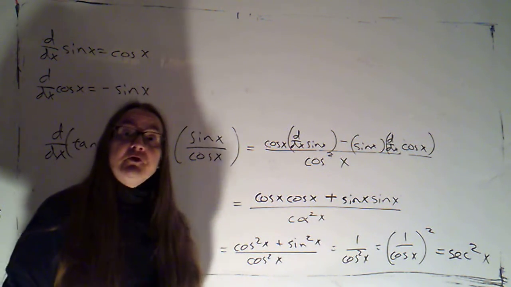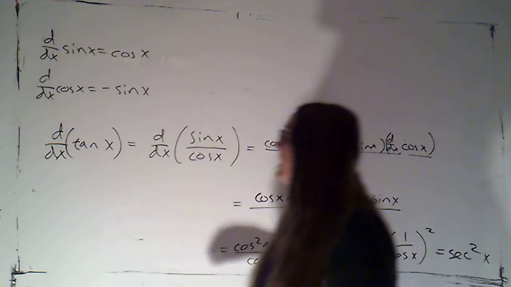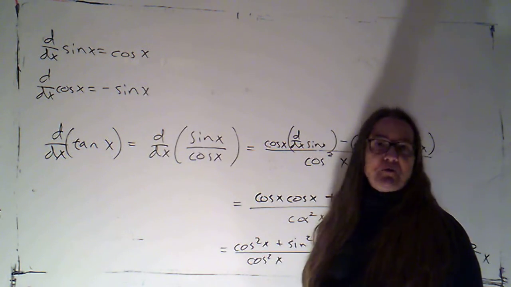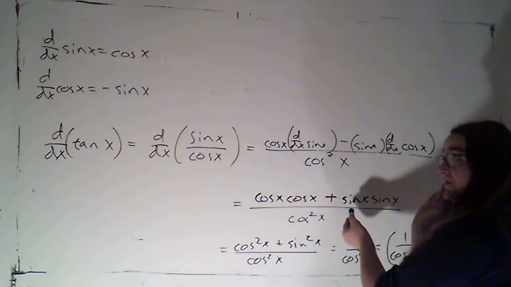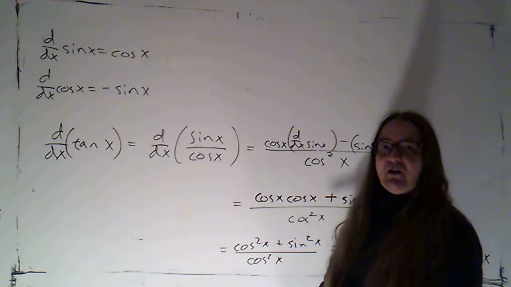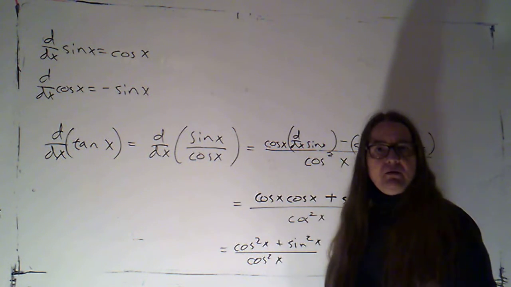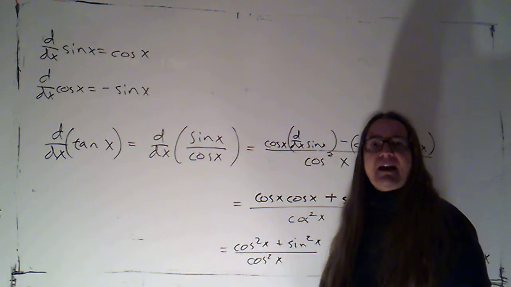What I'm going to have you do before you watch the next video is work out the derivative of cotangent. It's going to be very similar to this because cotangent is just cosine over sine. Work that out, then tune in and we'll go over it together in the next video.